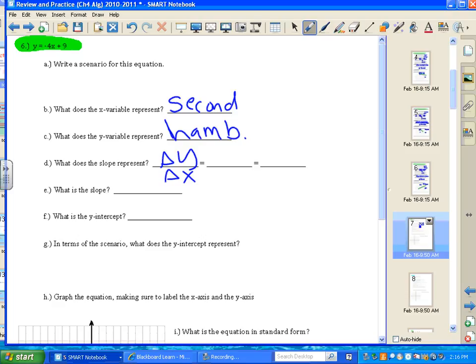Y-intercept is 0, 9. In this case, 0 seconds, comma 9 hamburgers. What does this mean? At second 0, Kyle has 9 hamburgers. Let's go to the graph next. Based on Kevin's scenario, it should be labeled second and hamburger. Your graph should start at 9. That's your y-intercept. And then your slope is -4.